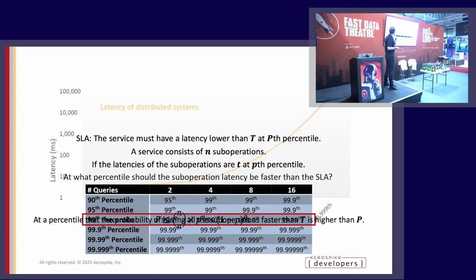You can put it in a table like this. The top is the number of queries, the number of sub-operations that you have, and this is the percentile that you are looking at. So if you are looking, for example, at the 99 percentile, and the number of operations is 4, you are looking at 0.9975, right? Which, if we round it to the closest number of nines, would be 3 nines. So you have to look at 3 nines.